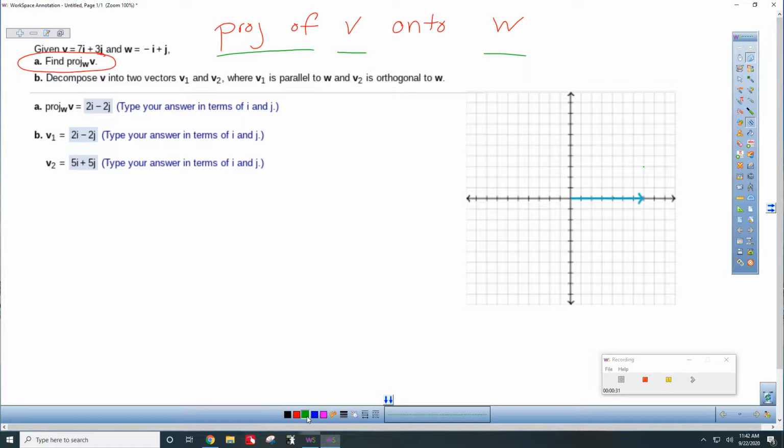Alright, so here is V. Let me change that to a solid. Now here is W. Left one, up one.